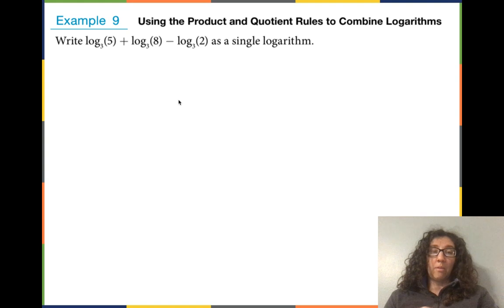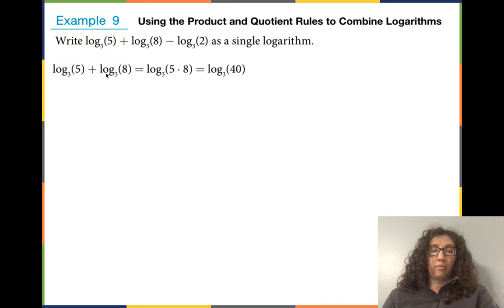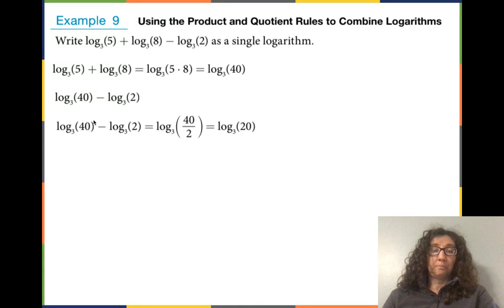So let's combine logarithms. The important thing here is that they all have the same base, right? Log base 3, log base 3, log base 3. That has to be the case. So it's going to be these two things multiplied together, 5 and 8 multiplied together, and then divided by 2, right? So we just look at the first two terms and combine them. Log of 5, log of 8, we multiply 5 times 8 to get log of 40. And now we're going to have log of 40 minus log base 3 of 2. And now we're going to use the quotient rule. Log of 40 divided by 2, which gives us log base 3 of 20. Okay.